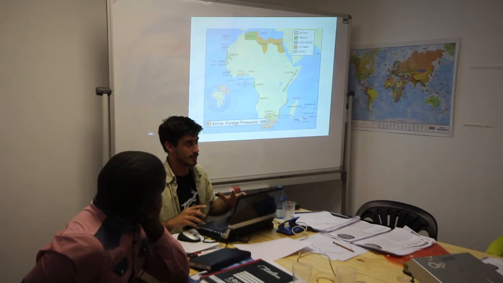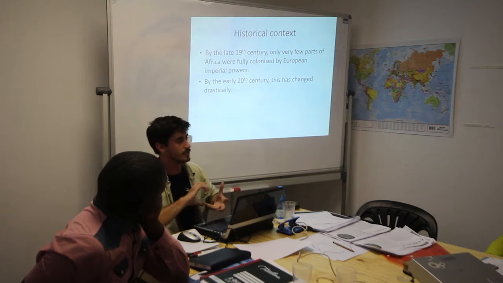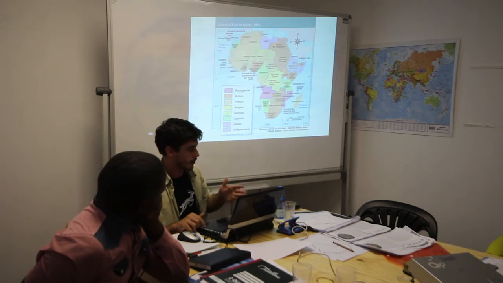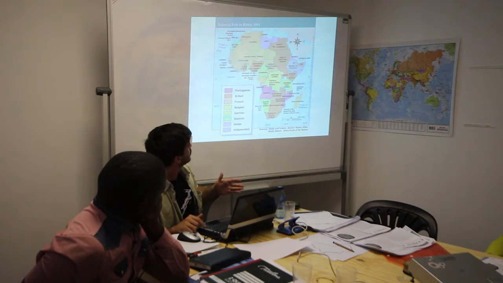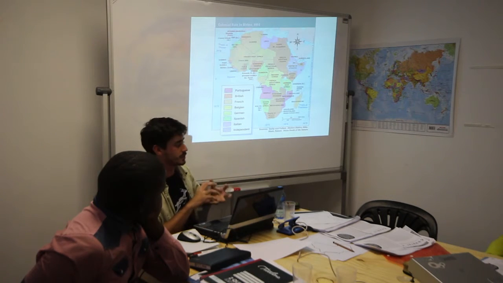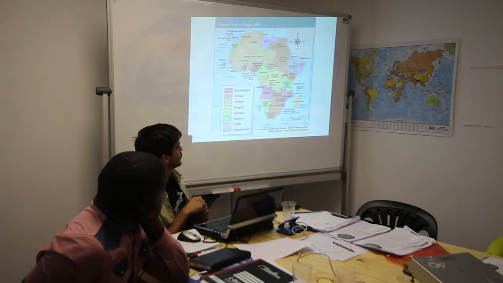But it's not fully taken yet, right? And we see that by the early 20th century, this has changed really, really rapidly. So this is only 34 years later, and suddenly the whole interior of Africa has been broken up and divided between these colonial powers.